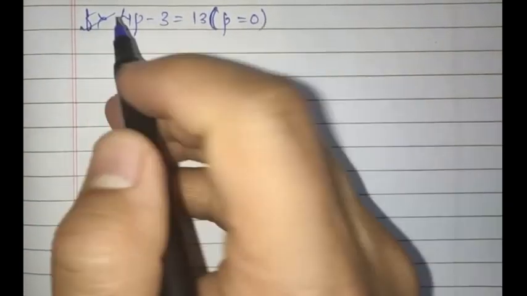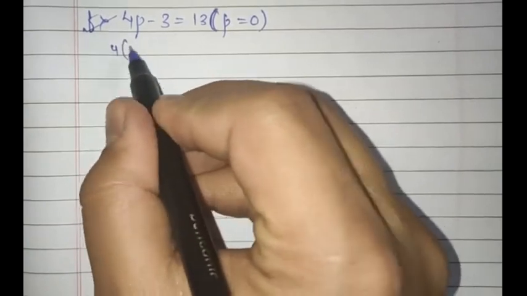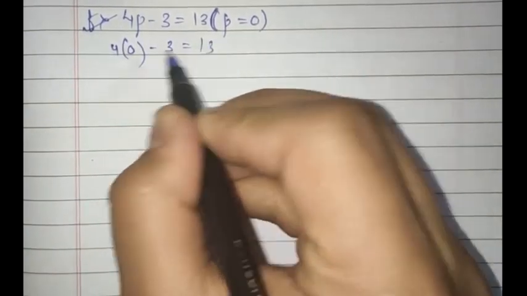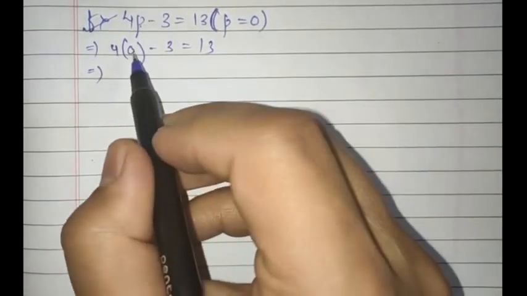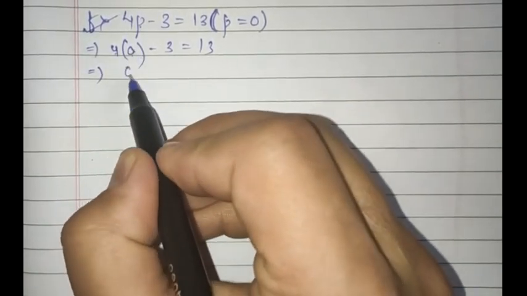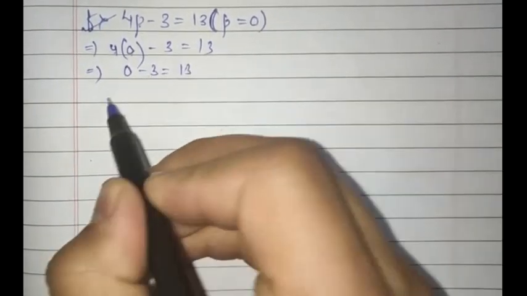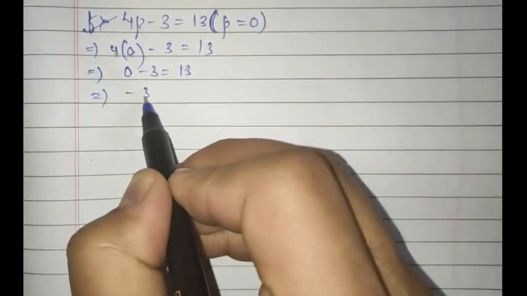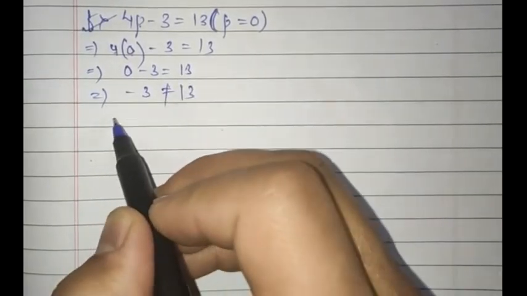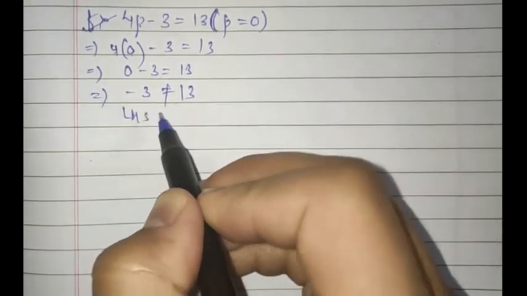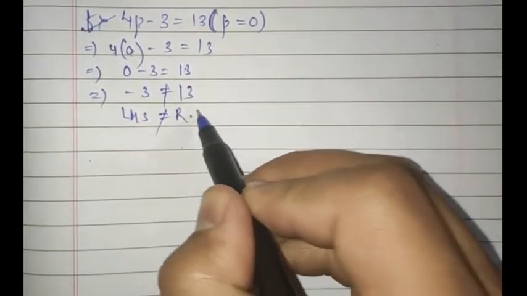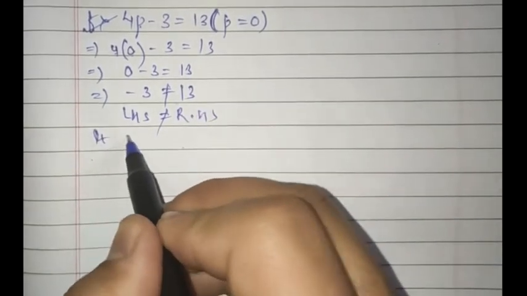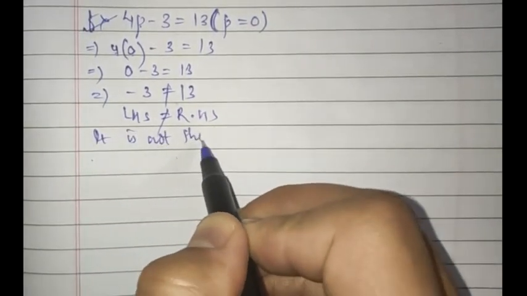Proceeding forward to question number F, we have 4p minus 3 is equal to 13. The value of p given is 0. So 4 times 0 minus 3 is equal to 13. Put the value of p here, that is 0. So 4 zeros is 0, minus 3 is equal to 13. So minus 3 is not equal to 13. You can write LHS is not equal to RHS, so it is not the solution. In the previous sum I had not written this.